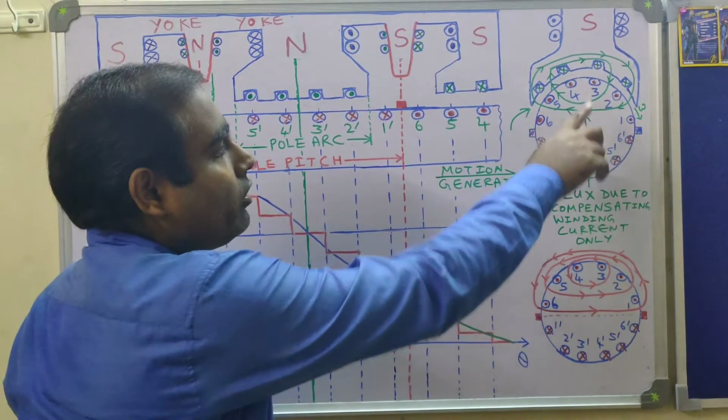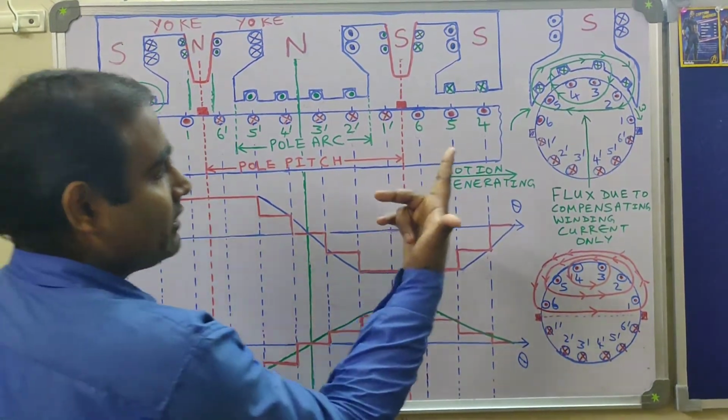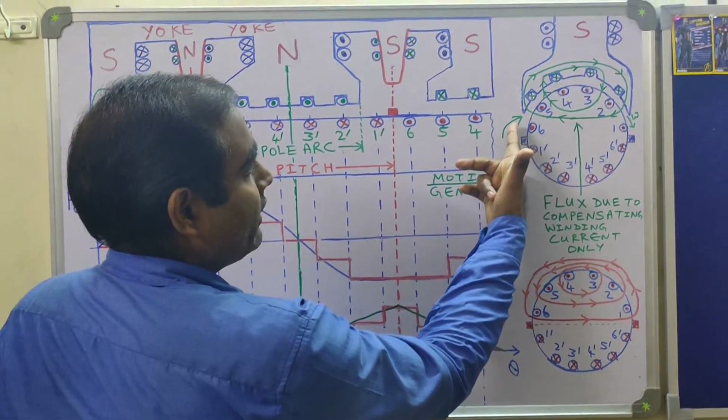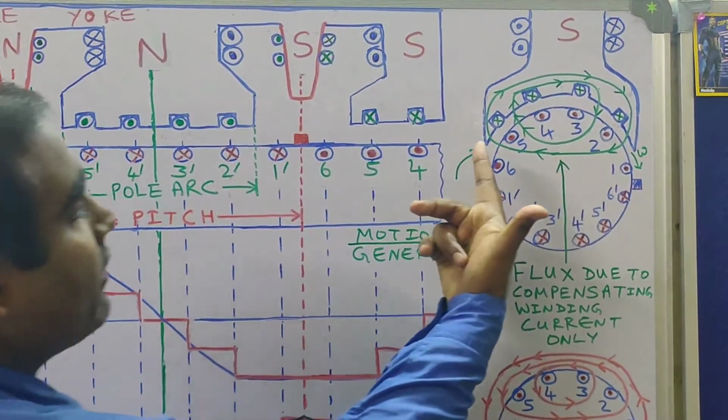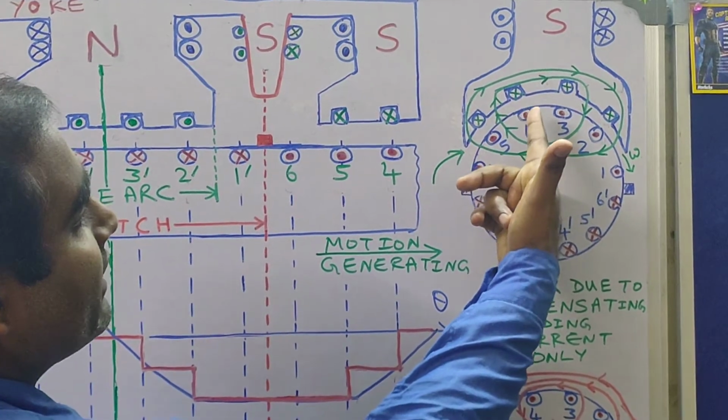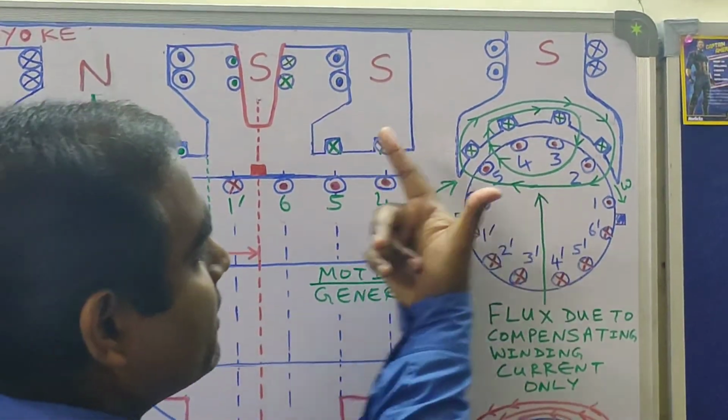This is coming in accordance with Fleming's right hand rule. The armature core is rotating in clockwise direction. So conductors number 3 and 4 will experience a tangential force in this direction. So the thumb is in this direction.